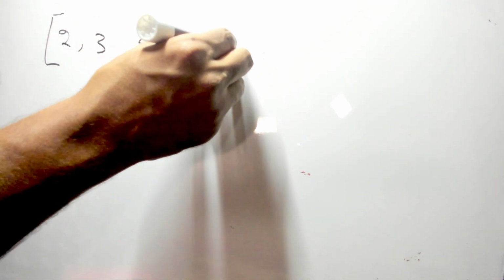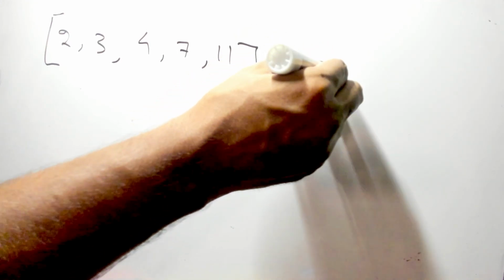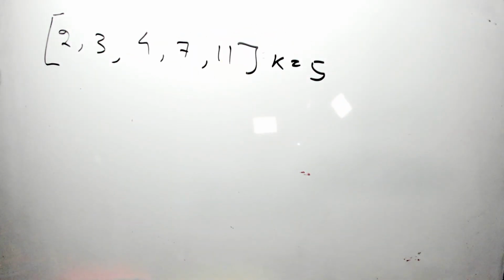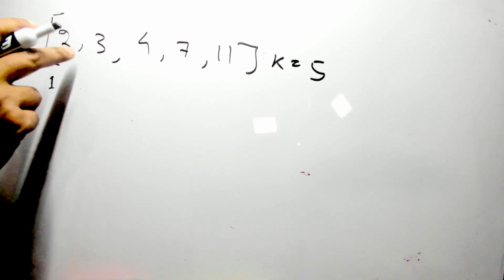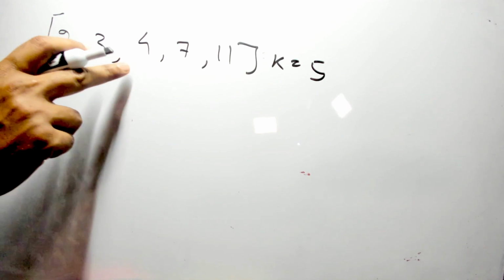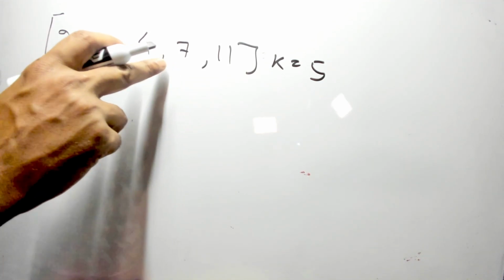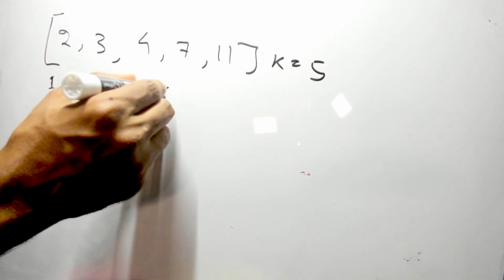So now, let's consider example one. The array is 2, 3, 4, 7, and 11, and k is given as 5. The positive integers should start from 1, right? The first missing number is 1. Then there is nothing missing between 2 and 3. Between 4 and 7, the missing numbers are 5 and 6.